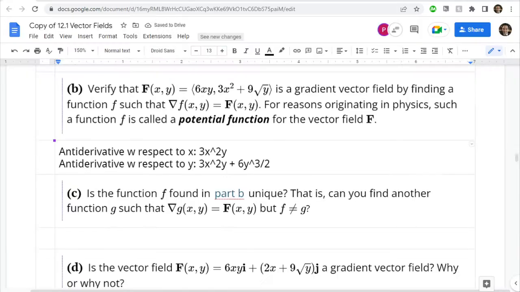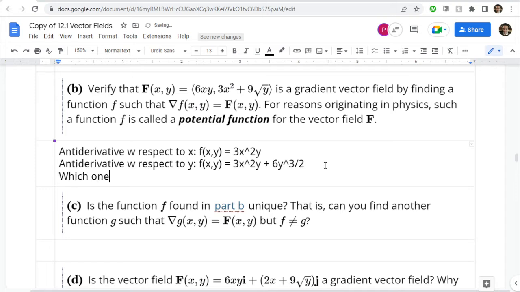So let's do B and C for now, and then we'll do D after we've had a chance to decompress from those two. So when you took an antiderivative of this function with respect to x, you got one answer, right? That our function, it could be 3x squared y. When you took the antiderivative of the y component with respect to the y variable, you got a different answer. So the question is, can we have a single scalar valued potential function whose x partial derivative gives us the right thing and whose y partial derivative also gives us the right thing? So can we make these two agree with one another?